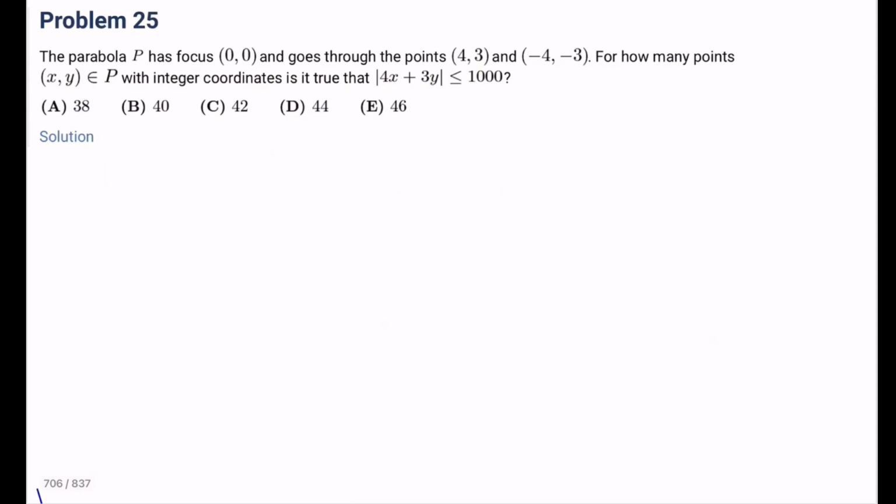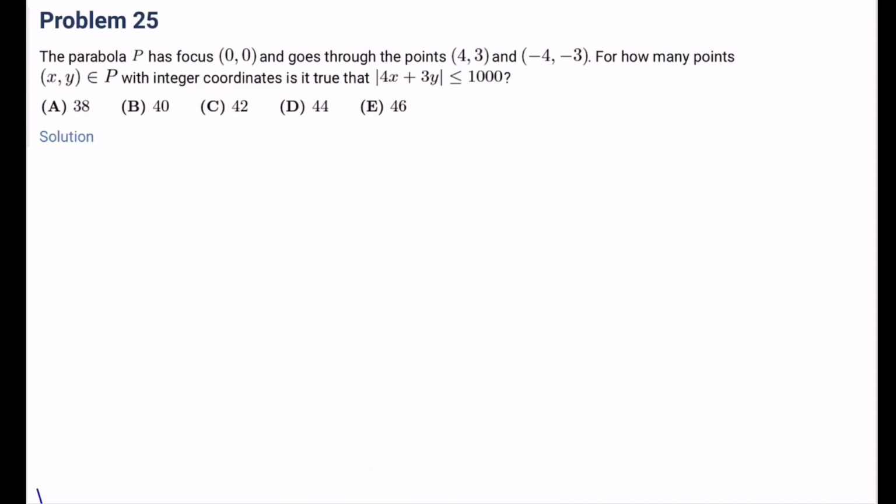Last problem, number 25. The parabola P has focus (0, 0) and goes through the points (4, 3) and (-4, -3). For how many points (x, y) within P with integer coordinates is it true that the absolute value of 4x plus 3y is less than or equal to 1000?